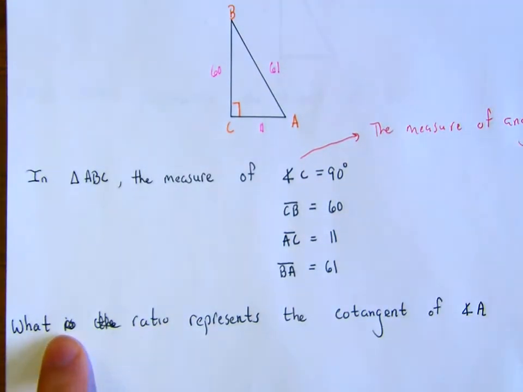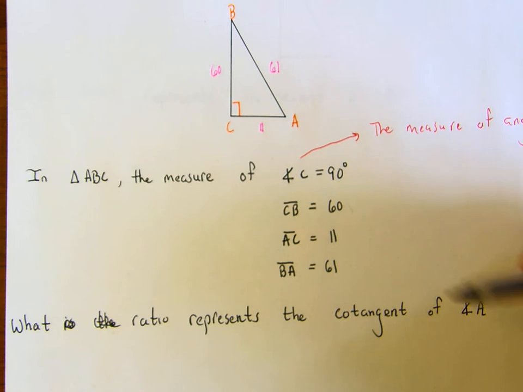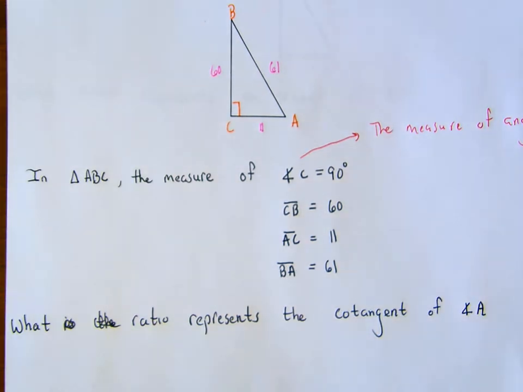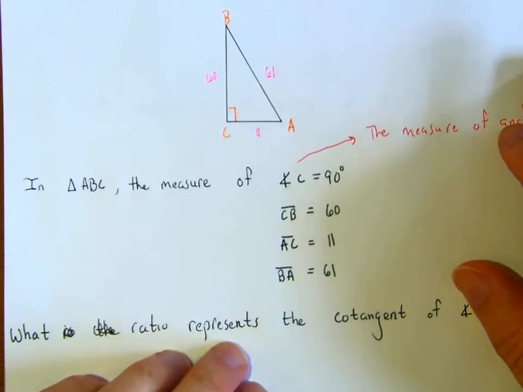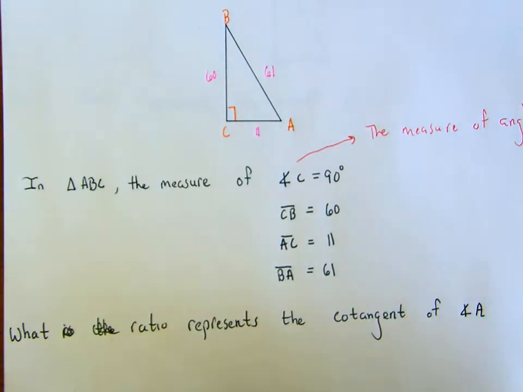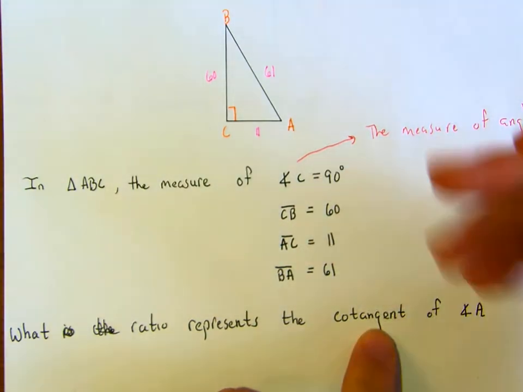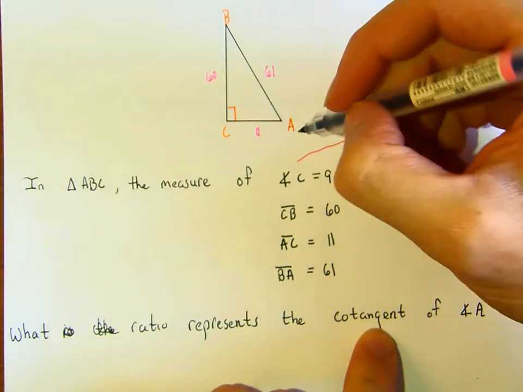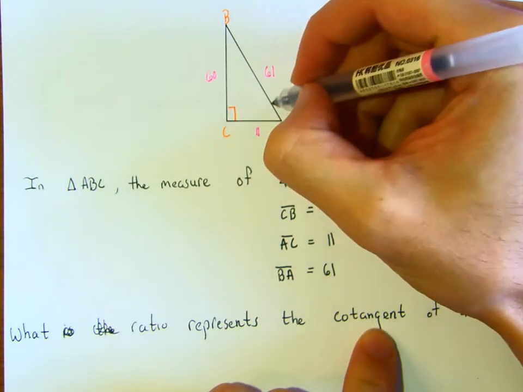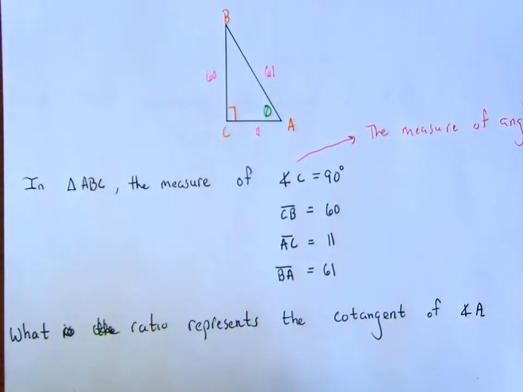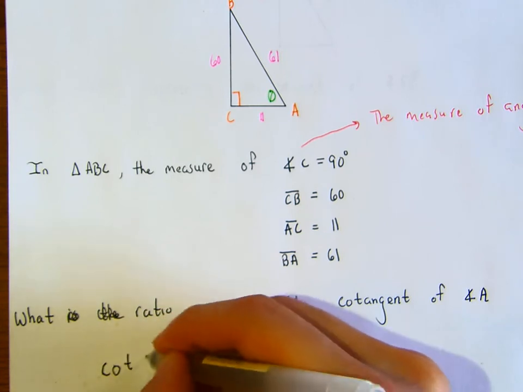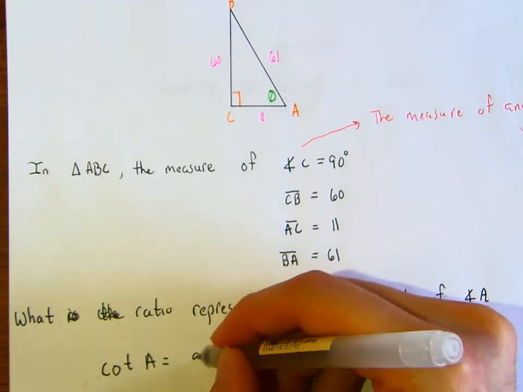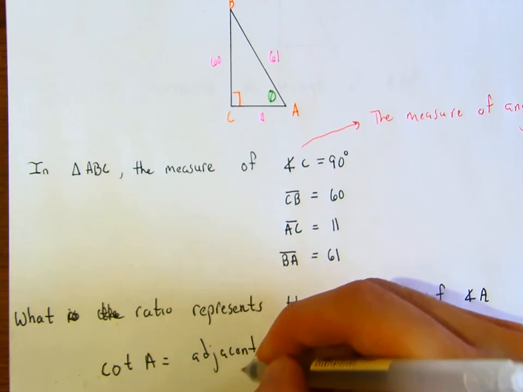Here, what is the ratio that represents the cotangent of angle A? So here, knowing what we just learned about cotangent, what I want you to do is pause the video and try and do this. Trust yourself. Try and do this question on your own, right? But if you want to see the solution, it's asking for cotangent of angle A. So let's just say theta is over here, right? So how do you find cotangent of angle A? So we could say cotangent of A is equal to adjacent over opposite.